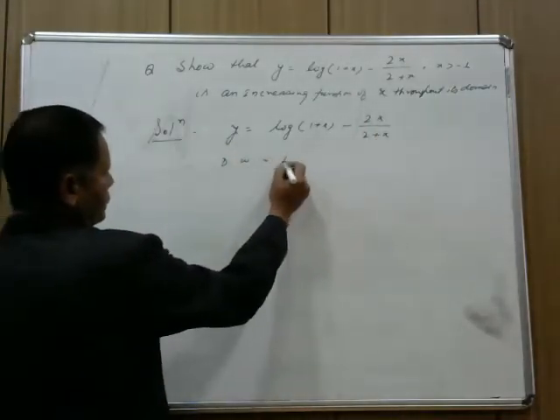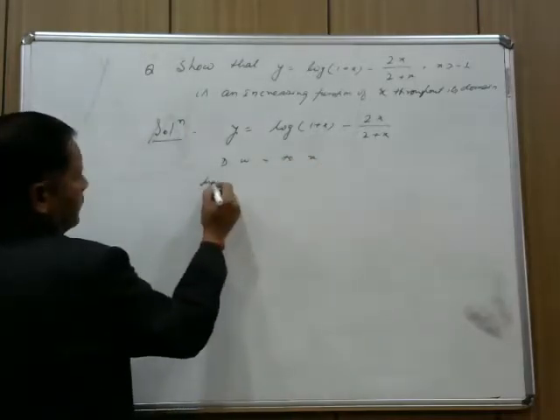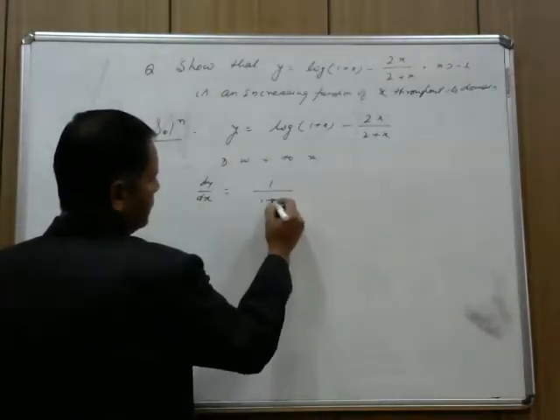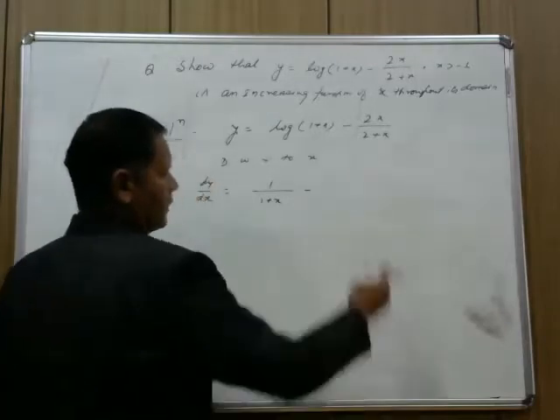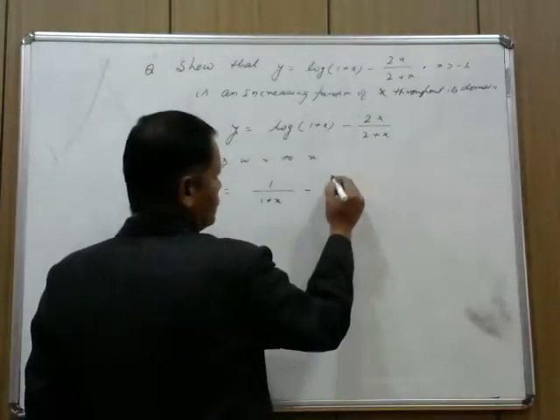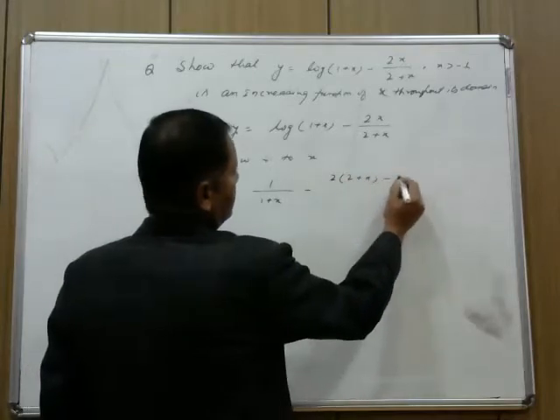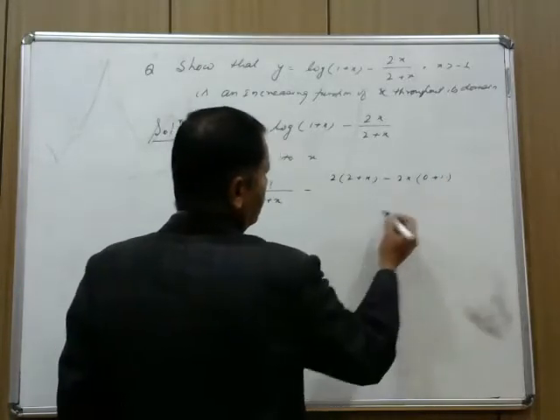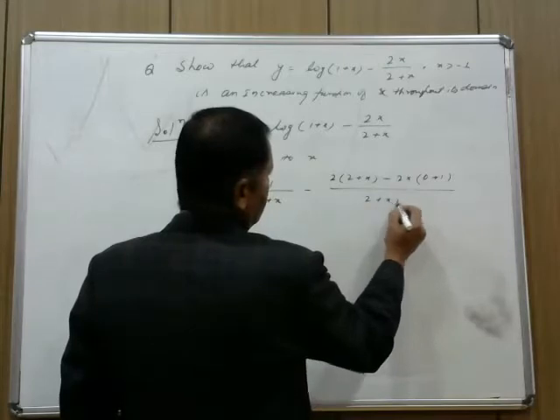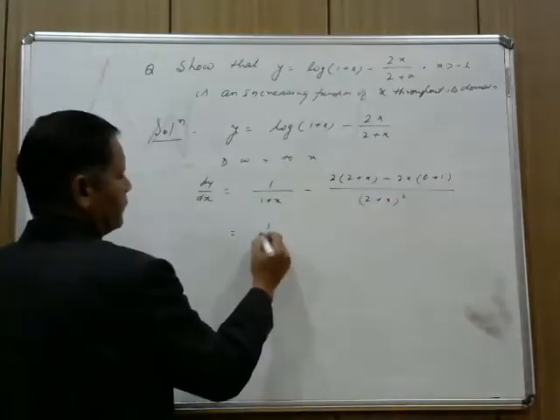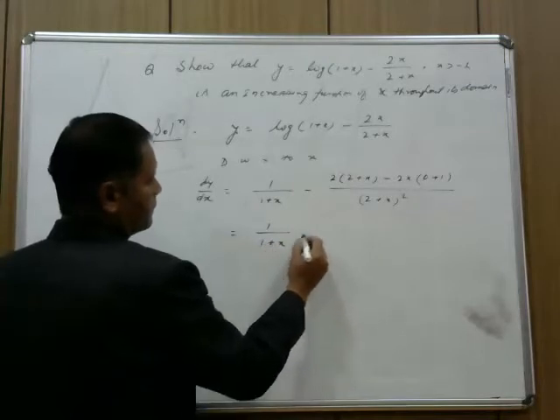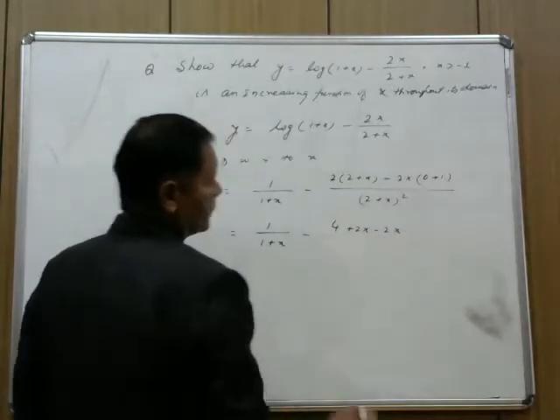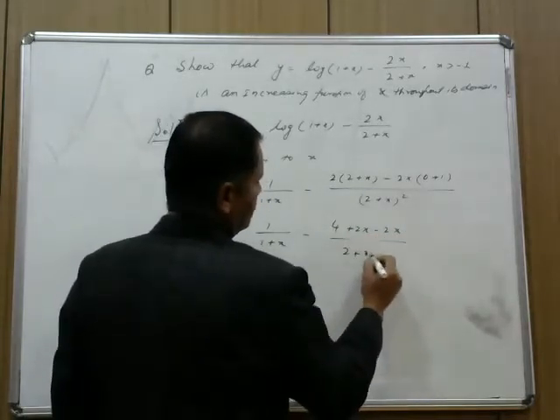Differentiating with respect to x on both sides, dy/dx is equal to the differentiation of log(1 + x), which is 1/(1 + x), minus. Now here we will apply the quotient rule. Differentiation of 2x is 2, into (2 + x), minus 2x into the differentiation of (2 + x), which is 0 + 1, upon (2 + x) whole square. Let us solve it further: 1/(1 + x) minus (4 + 2x - 2x)/(2 + x) whole square.